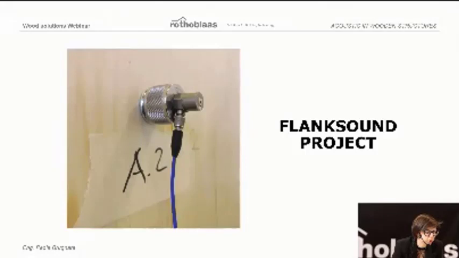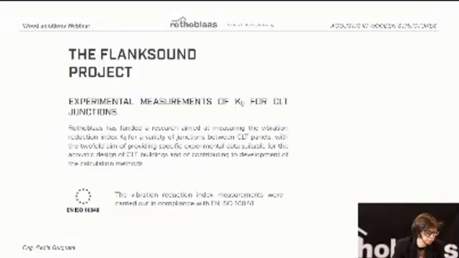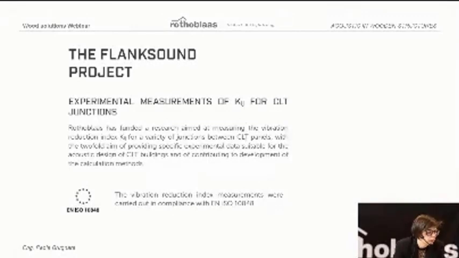For this reason, Rothoblaas, in collaboration with the University of Bologna, has funded a measurement campaign in order to estimate the behavior of some typical junctions in CLT buildings. All the measurements were carried out in compliance with ISO 10848, and the purpose of this experimental measurement was to define Kij for CLT junctions. Before this measurement campaign, there were no experimental data on Kij on CLT structures. Kij is the vibration reduction index, and it is important for the calculation of flanking transmission.